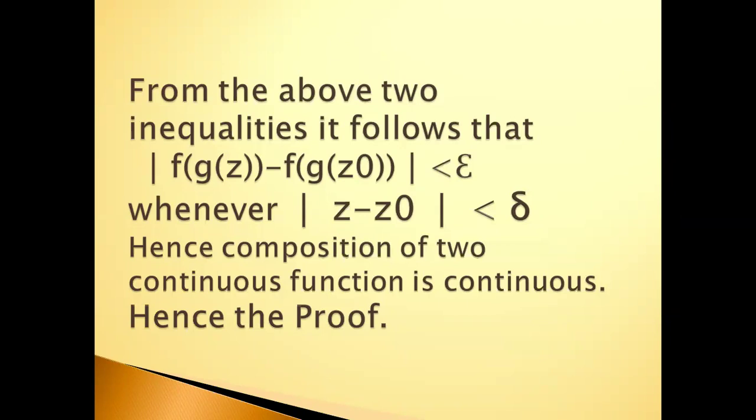So I think it is clear: modulus of f of g of z minus f of g of z naught is less than epsilon, whenever modulus of z minus z naught is less than delta. Hence f and g, f dot g, is continuous.